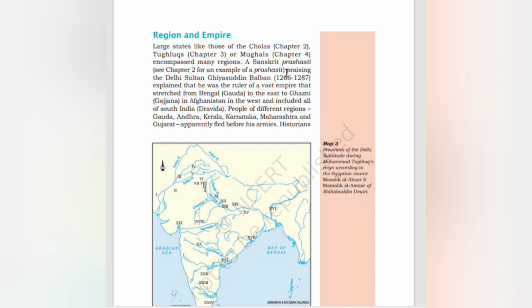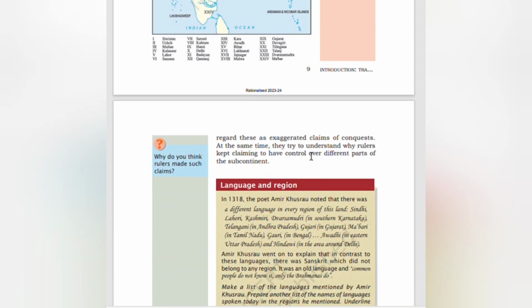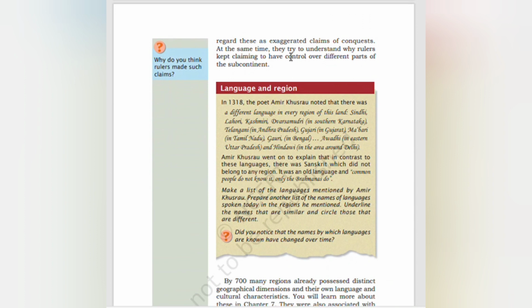A Sanskrit prashasti praising the Delhi Sultan Ghiyasuddin Balban explained that he was the ruler of the vast empire that stretched from Bengal in the east to Ghazni in Afghanistan in the west and included all of South India. People of different regions, Gauda, Andhra, Kerala, Karnataka, Maharashtra, and Gujarat, apparently filed before his armies. Historians regard this as an exaggerated claim of conquest. At the same time, they try to understand why rulers kept claiming to have control over different parts of the subcontinent.